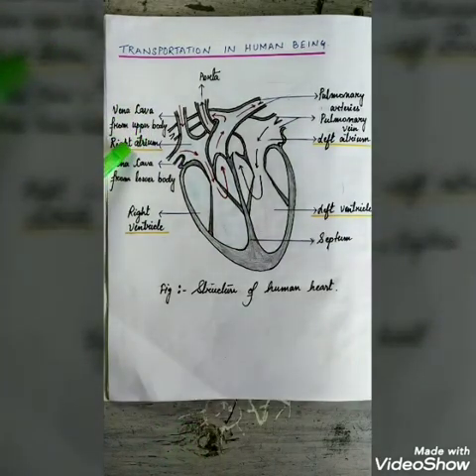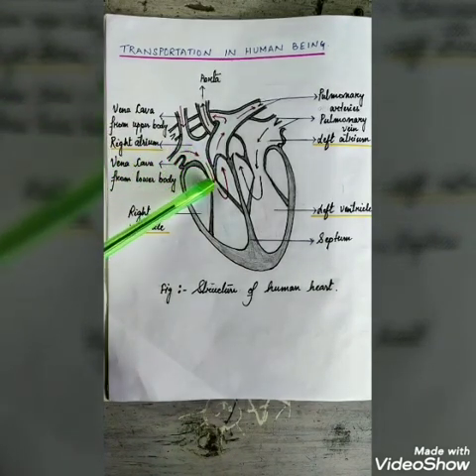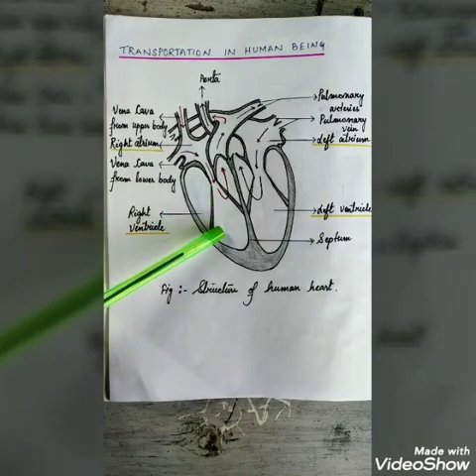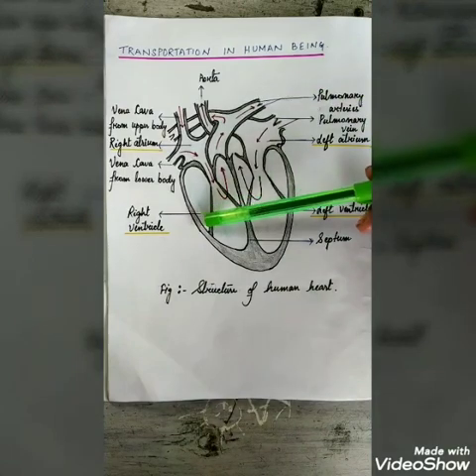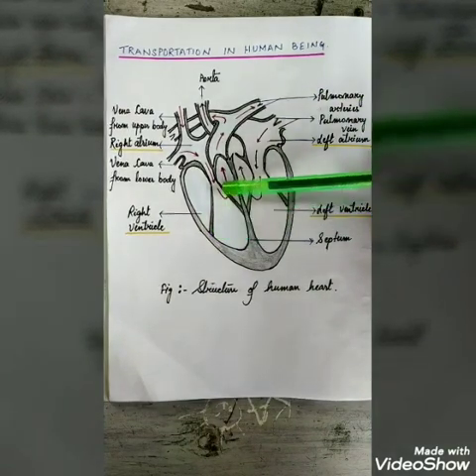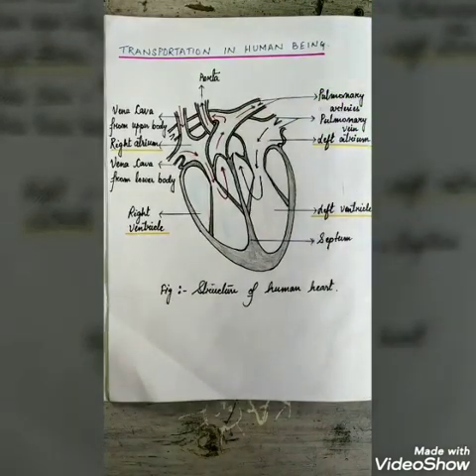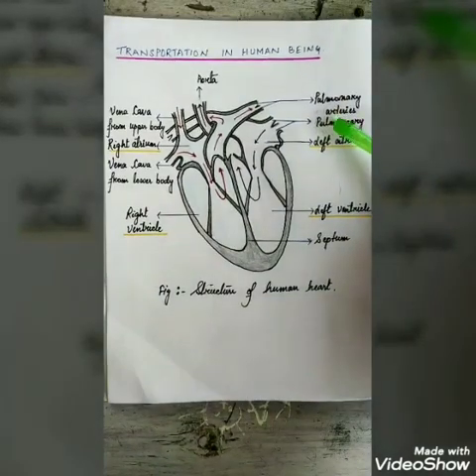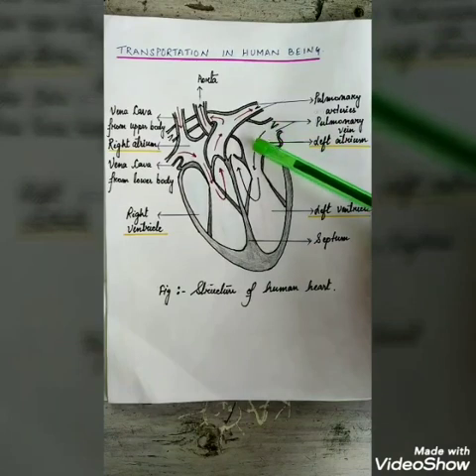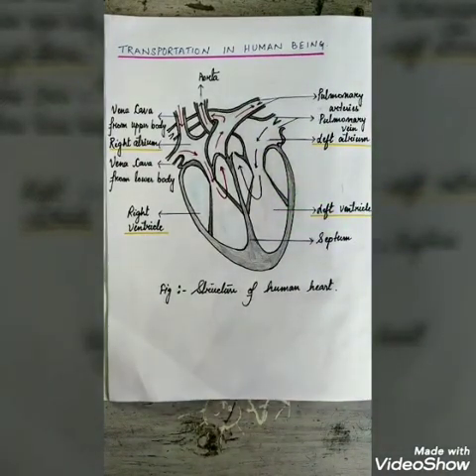From the right atrium, as the right atrium contracts, the deoxygenated blood will enter the right ventricle, and through the pulmonary arteries, the deoxygenated blood from the right ventricle will enter the lungs for oxygenation. Oxygenation is the process of addition of oxygen, and then the oxygenated blood through the pulmonary vein will enter the left atrium, and the cycle goes on.